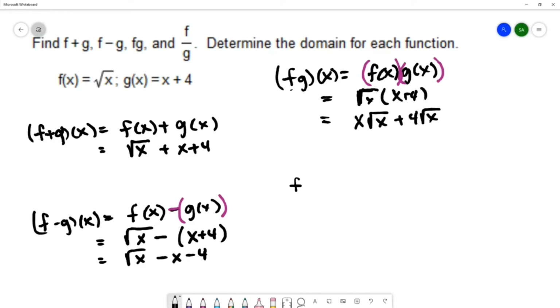And then f over g of x, we're going to put our f of x in the numerator and our g of x in the denominator.